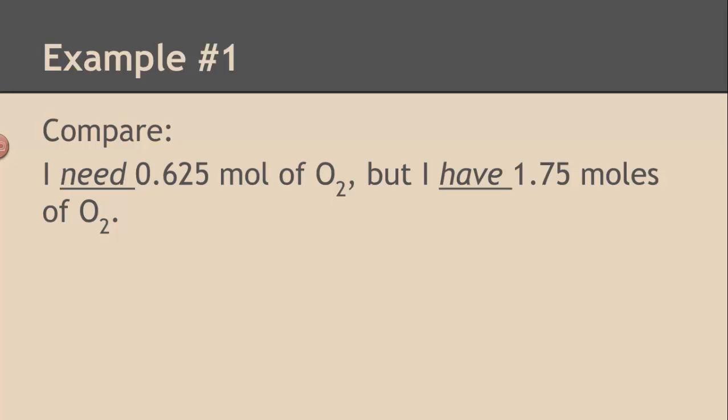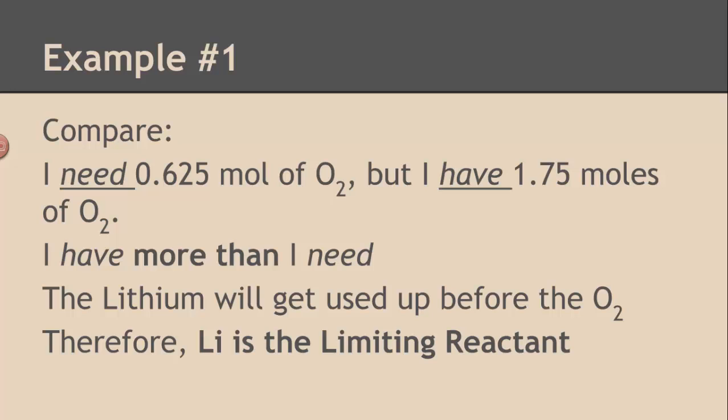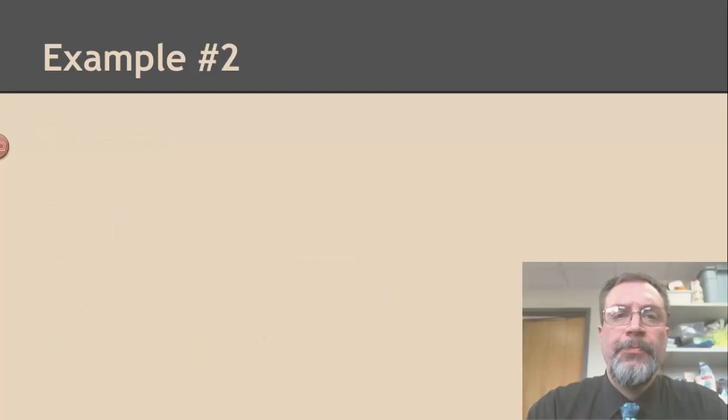Okay, now I compare. So I need 0.625 moles of O2, but I have 1.75 moles of O2. I have more than I need. And since I have more than I need of the oxygen, that means that I'm not going to use it all. I'm only going to use 0.625 moles of it, and all of the lithium is going to get used up in that process. So the lithium is going to get used up first. That means the lithium is the limiting reactant. Okay? That's how you figure out which your limiting reactant is.